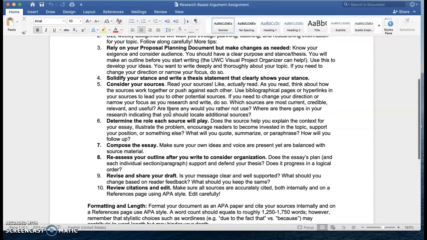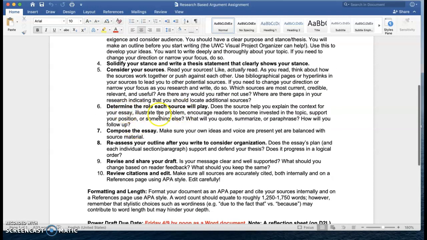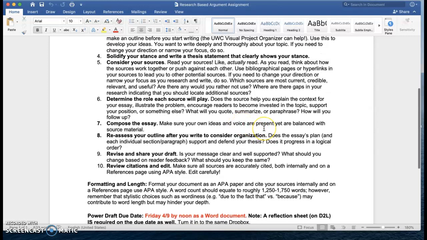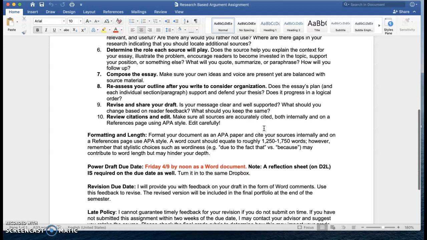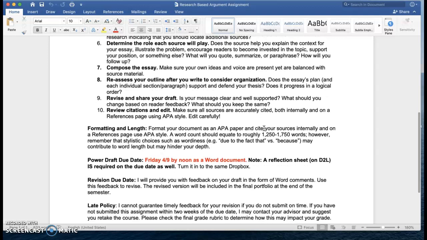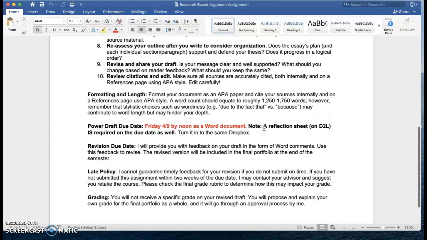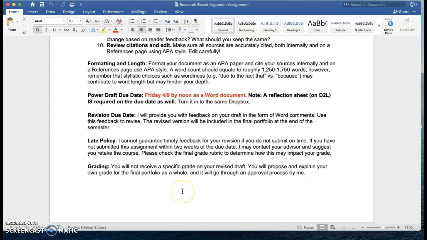Then you're going to think about your outline that you did up here, and you're going to think about how your sources will come into play, how they will work together, what each source can do. For example, do they illustrate the problem? Do they help people become invested? What do they do? You're going to think about how you can quote and paraphrase and summarize from those sources, and then how your ideas are going to talk and walk with those other sources. Of course, you'll write the paper, you'll look at all the organization, you'll revise, you'll need to make sure you have citations for your sources and edit. This is also going to be in APA style. And you have all the final information there as you need it.